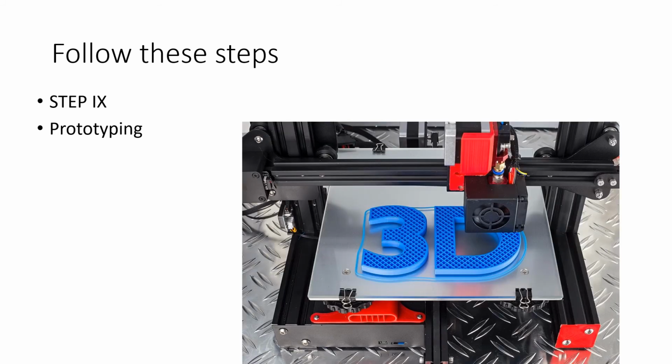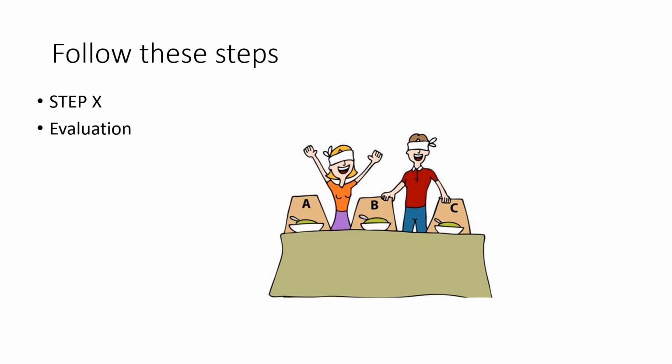Step 9 involves prototyping of the CAD model which has been done. 3D printing technology can be used to develop the actual prototype. In the last step, the products can be given to the users for actual evaluation, or mechanical, thermal or other properties can also be evaluated in this step.